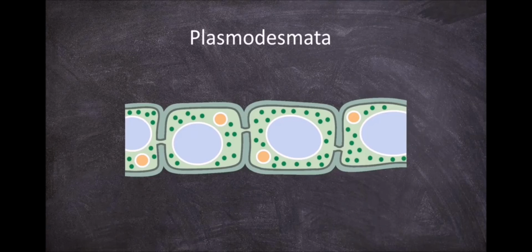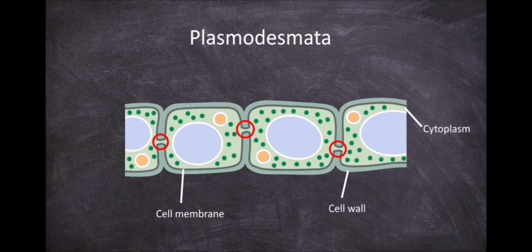In this video, we're going to go over the structure and function of plasmodesmata. Plasmodesmata are microscopic tubular extensions of the plasma membrane that go through the cell wall and connect the cytoplasms of two cells next to each other in plants. Most cells in a plant are interconnected through the plasmodesmata.